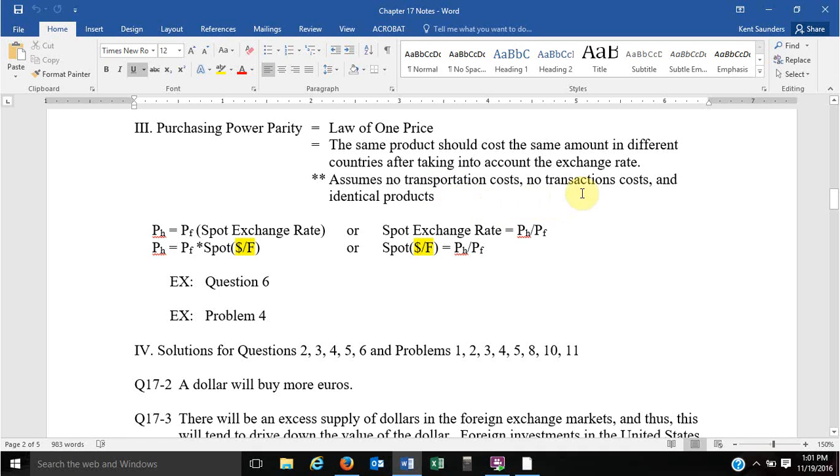The second thing is it may not be the identical product. Maybe it's a slightly different product. It might be jeans, say, with a slightly different cut or slightly different stitching or something like that. And so there might be different prices, but they're not identical. That's another reason why purchasing power parity doesn't necessarily hold with exact certainty.